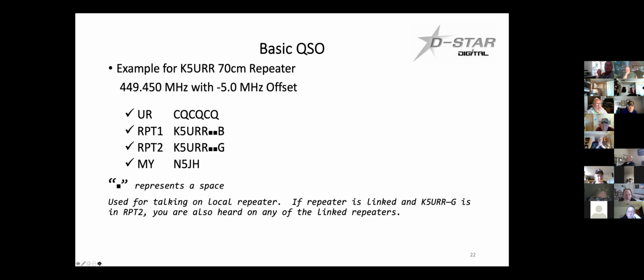We're using K5URR, the B module, to just do a local conversation. So repeat 1 would be K5URRB. Repeat 2 would be K5URRG. My call sign's N5JH, and you would put CQ, CQ, CQ.